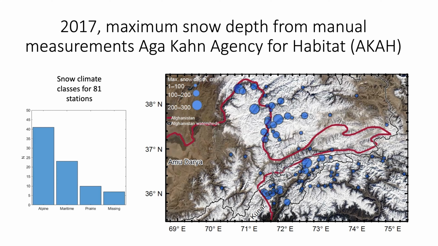We didn't have measures of density of the snow, and remember that SWE is the depth times the density. So using these snow classes, we assume densities that are typical for these climates so that we could estimate SWE from the in situ observations of snow depth.